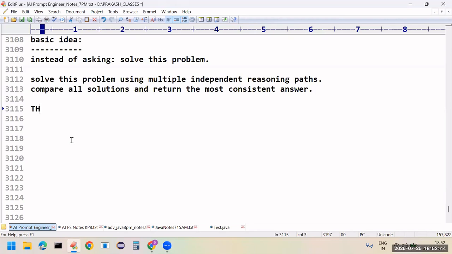So definitely, the main purpose is that reasoning quality will be improved. That is the main concept we have. Clear, friends, up to this? Yeah.